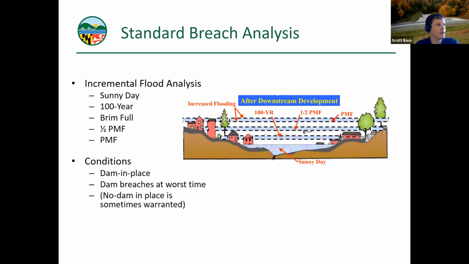What this consists of is 5 events: sunny day, 100-year flood event, a flood event that fills the dam up to the top, and then a probable maximum flood analysis and a half probable maximum flood analysis. You run a model that has no breach condition and a breach condition for all those events, like the graphic here, and you analyze it at all critical locations like we said previously. So this is a much more in-depth analysis, which is most likely outside of the realm of what we're talking about in your pond presentations.